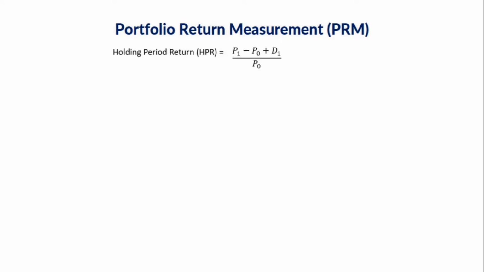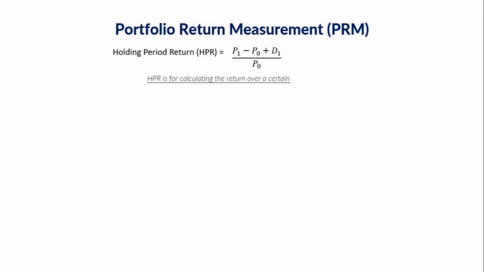For this, we will use the concept of holding period return, which is the return that an investor earns over a specified holding period. HPR is equal to (P1 minus P0 plus D1) upon P0, where P1 is the price received at the end of the holding period, P0 is the initial investment, and D1 is the cash paid by the investment at the end of the holding period, for example, such as a dividend.